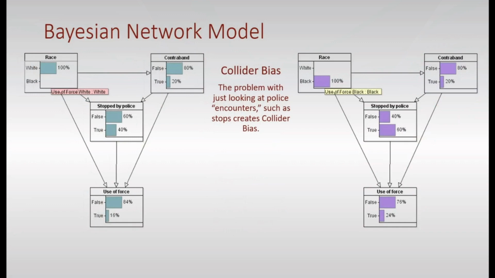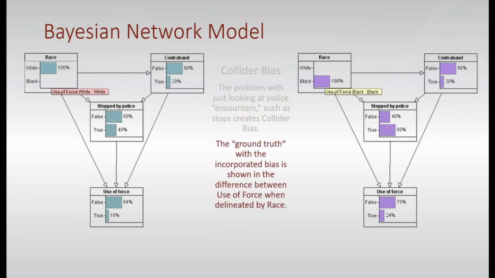So the problem when you're just looking at police encounters, which is basically looking at stops, is that it creates a collider bias. If you report it that way, it will appear that there's no problem when there really could be one. Ultimately, the only way to examine the model is by looking at the ground truth. In other words, look at each group separately. So in this case, if we look at white on the left and black on the right, you can see the differences in the models and in the performance. Stops by police are higher with blacks, and use of force on blacks is higher than whites.